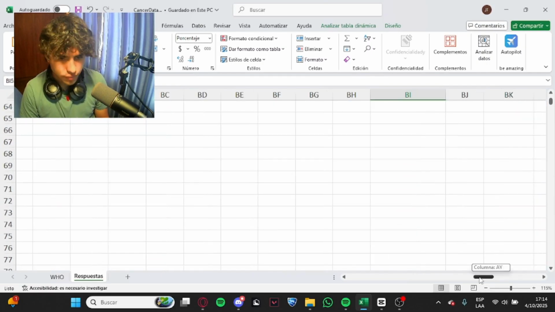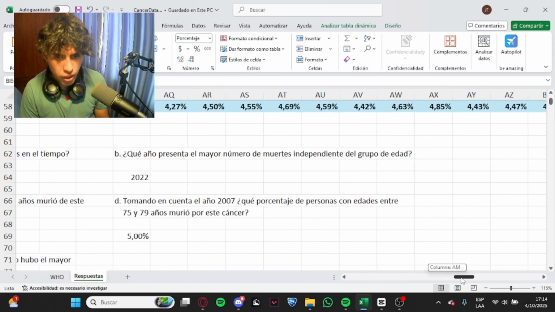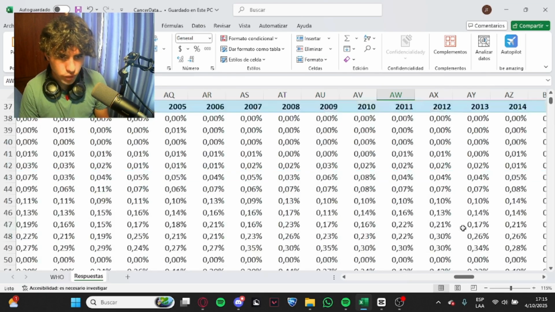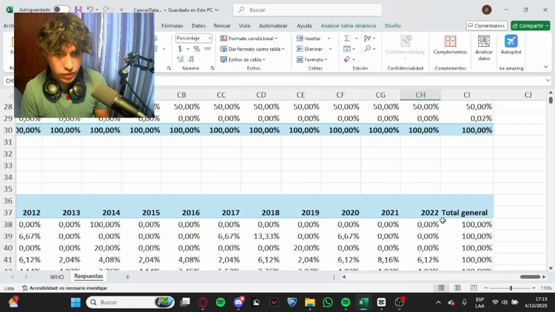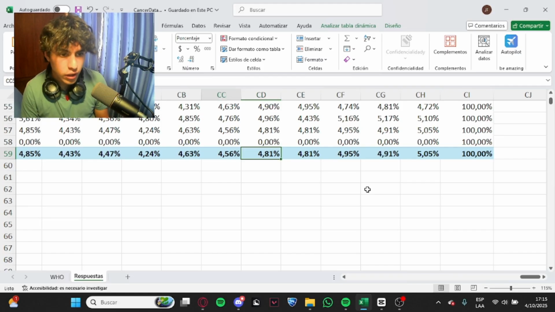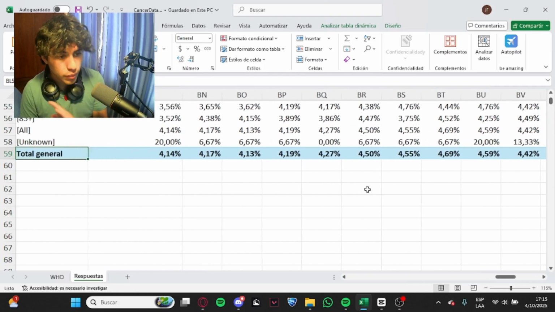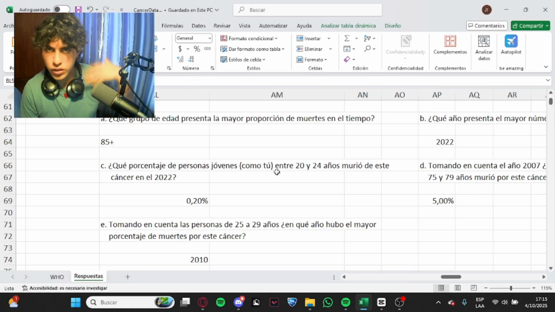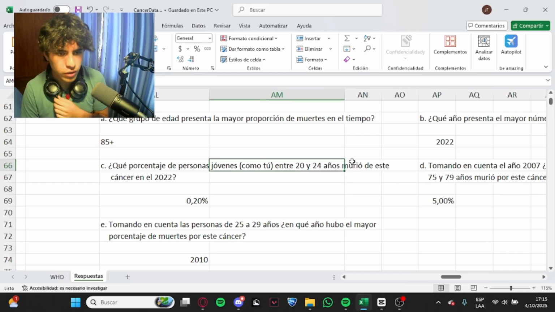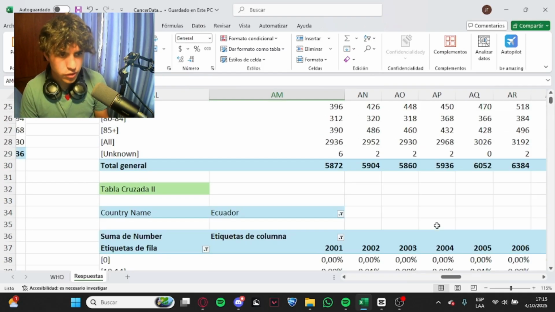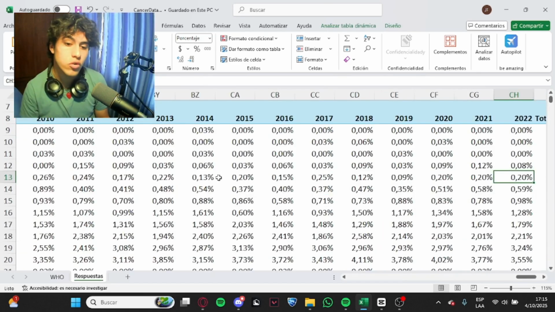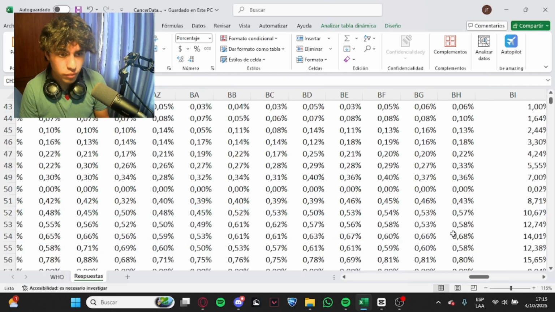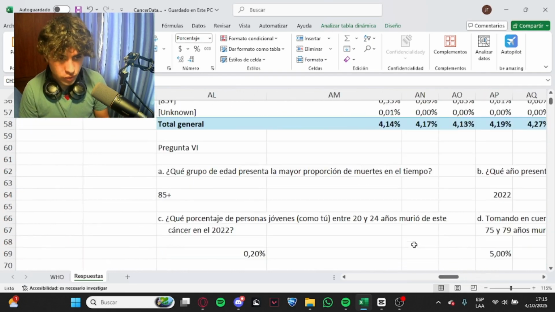Then we have which year presented the highest number of deaths, independent of its age group, and it was 2022. We have it was a 5.5% in 2022. It was actually really high in comparison to the other ones, which are all around 4%. Which percentage of young people such as us, of 20 to 24 years old, died of this cancer in 2022? It was a 0.20%. It's actually really, really low in comparison to the other age groups.